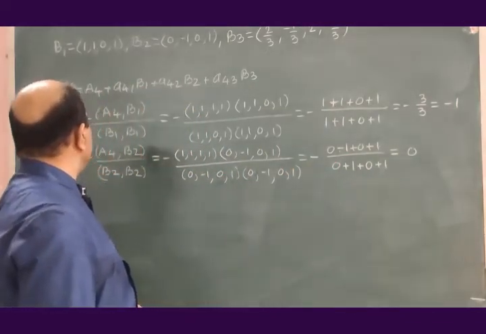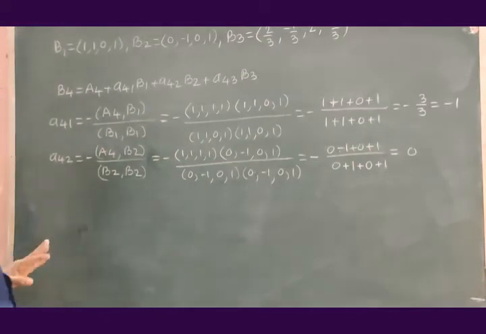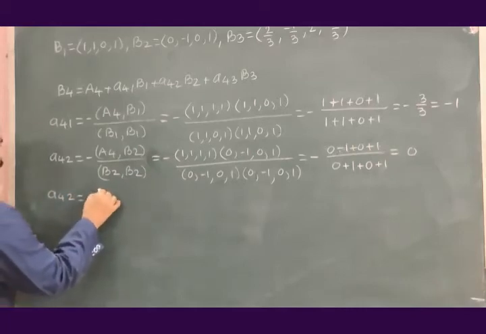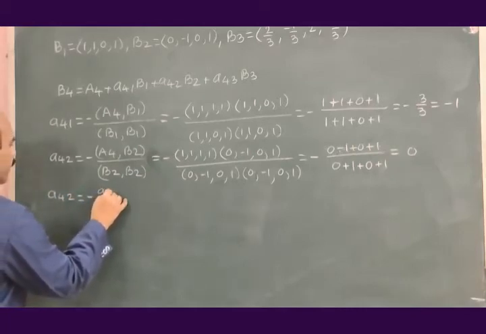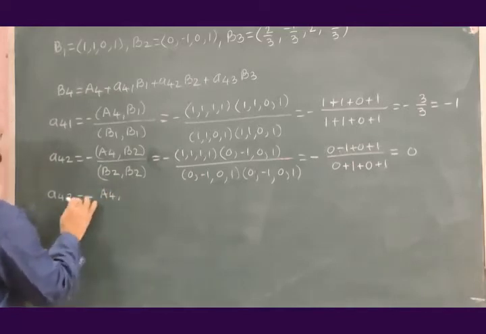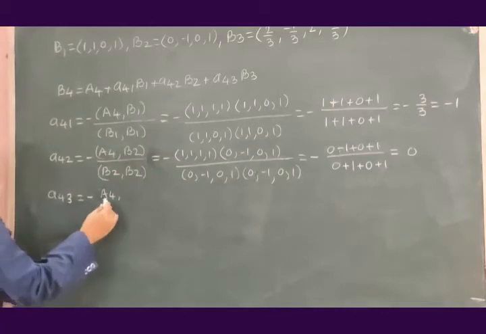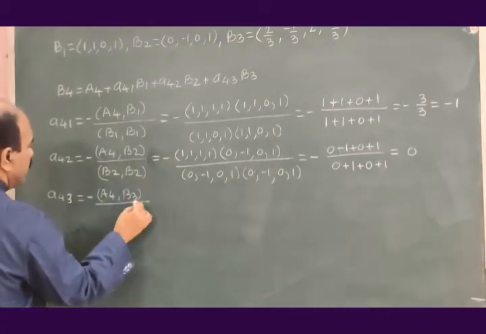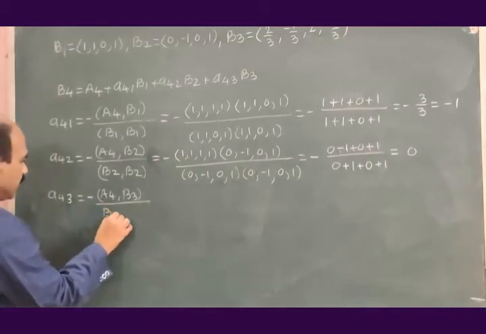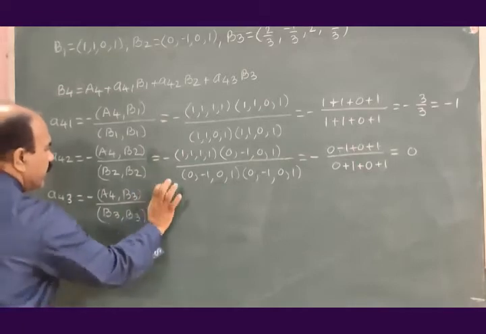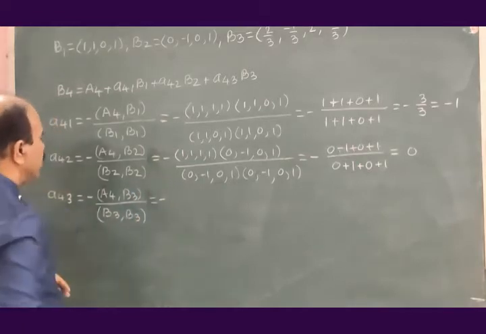So A42 is simply 0. Then let us go for A42 minus A43 now, B3 divided by B3 comma B3, that is equal to with minus sign.